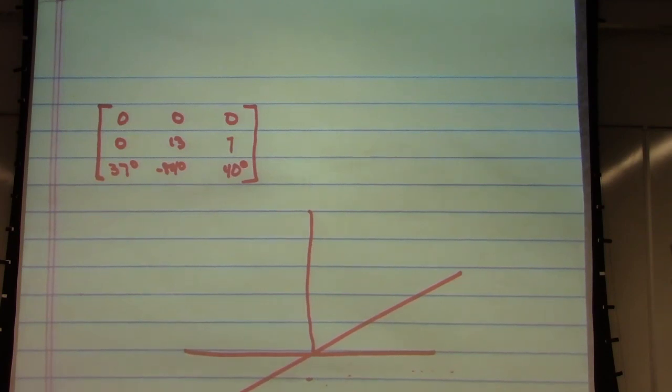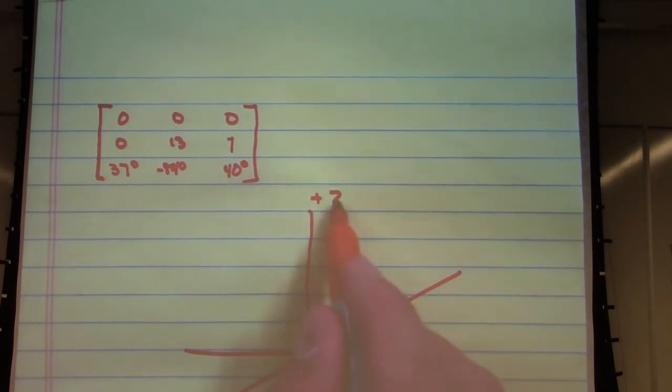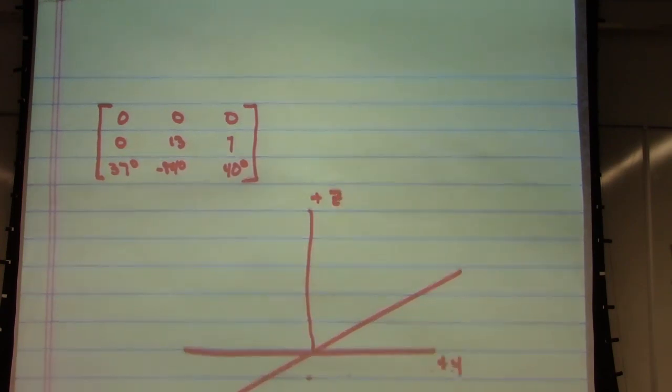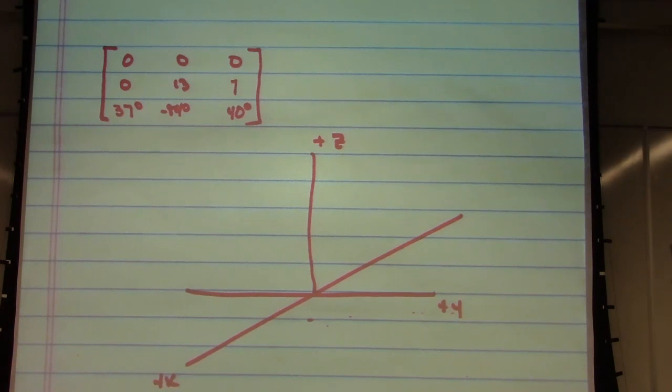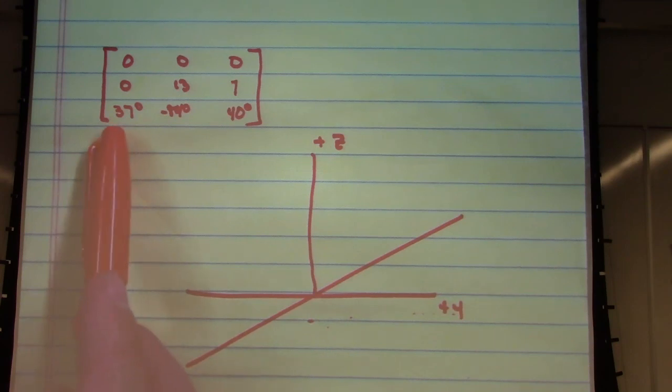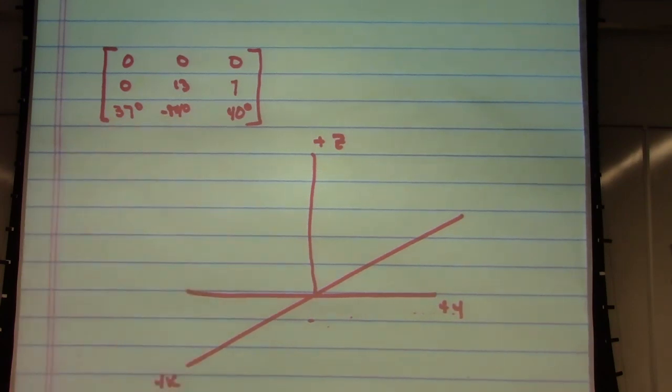So this is my plus X, this is my plus Y, and this is my plus Z. Okay? Move over just a little bit. What are we first doing? We're rotating 37 degrees about Z. So that means that we're rotating about Z 37 degrees to point the robot in that direction.